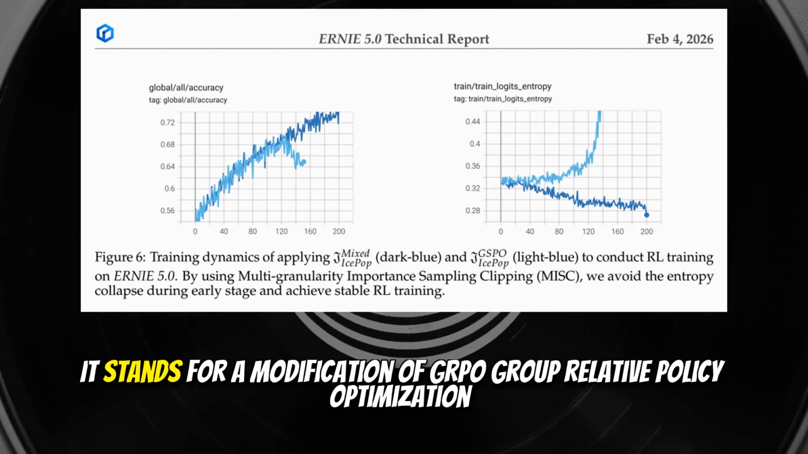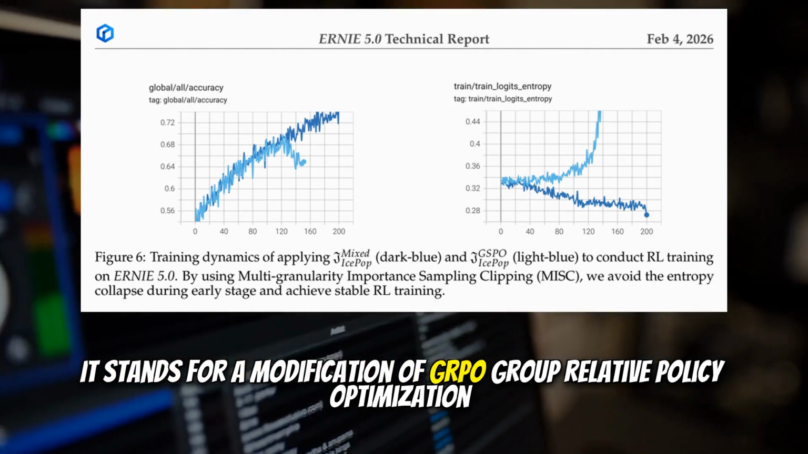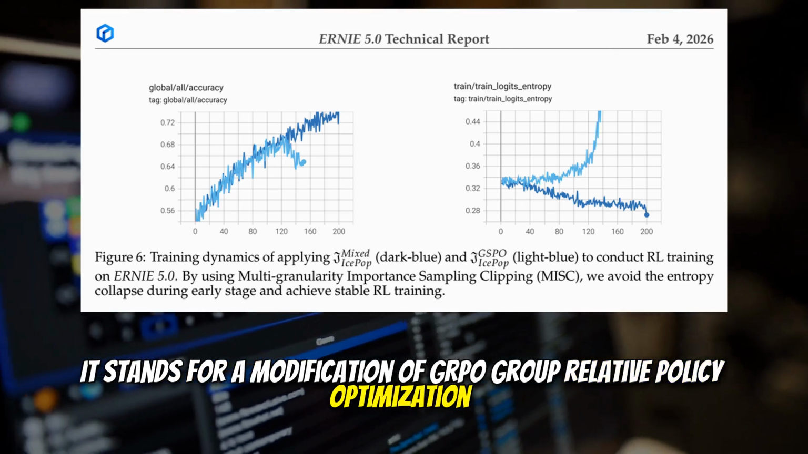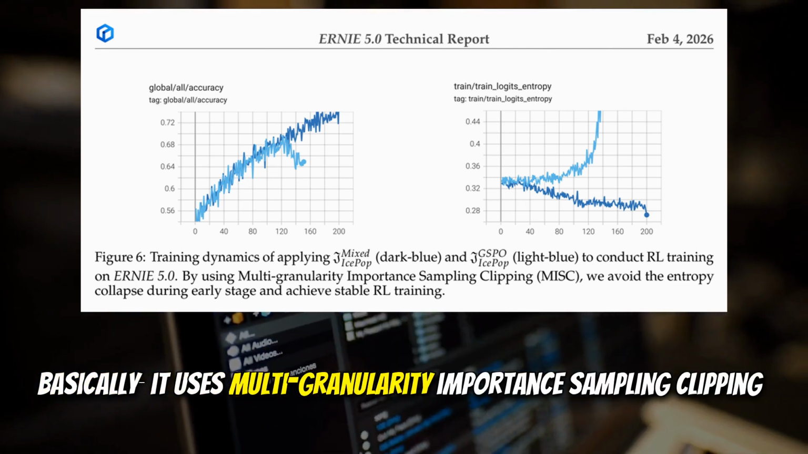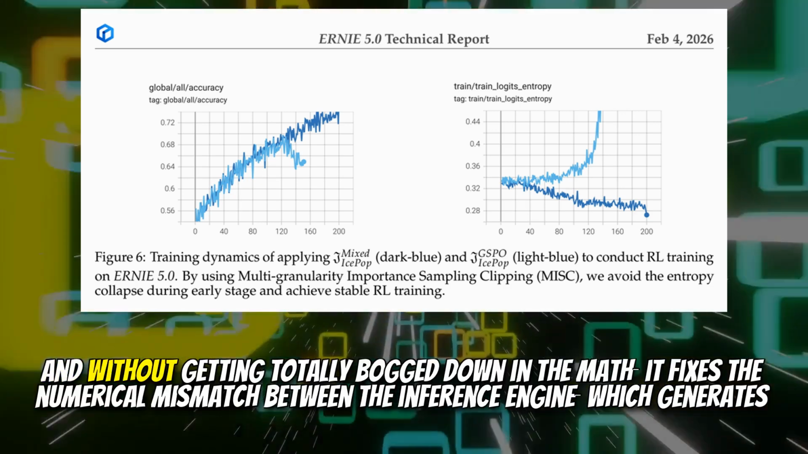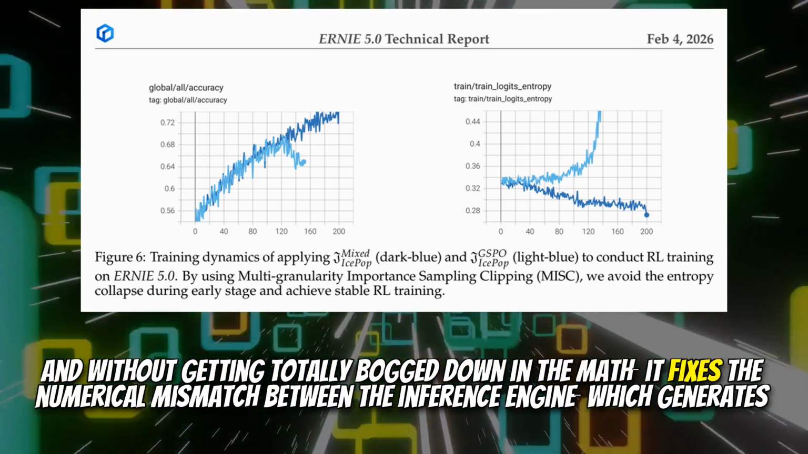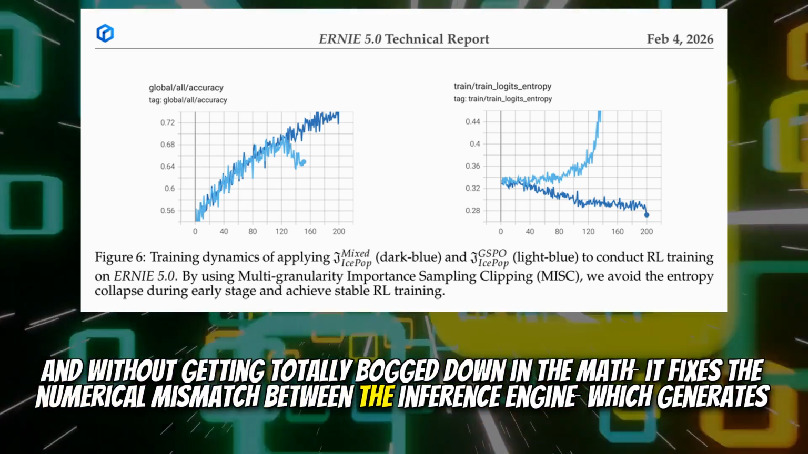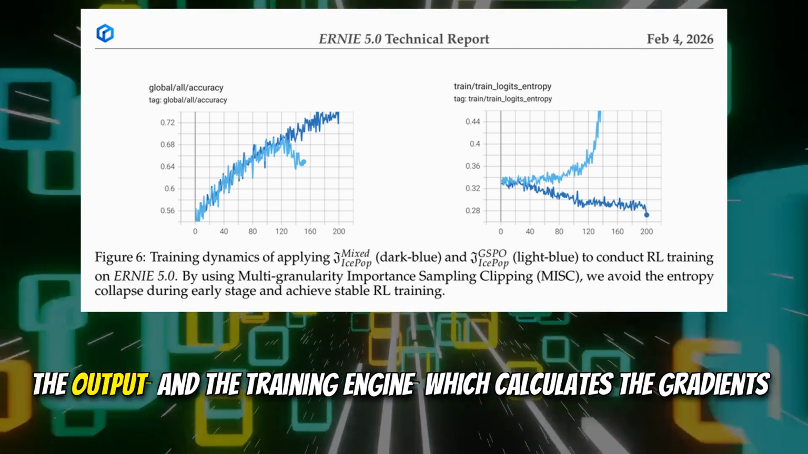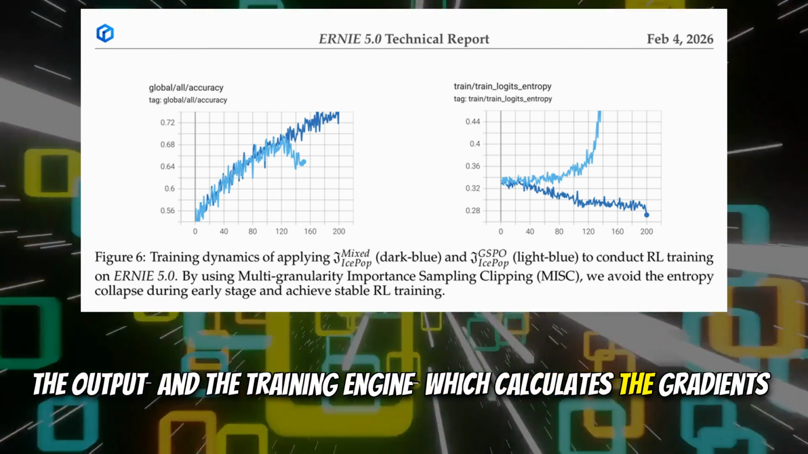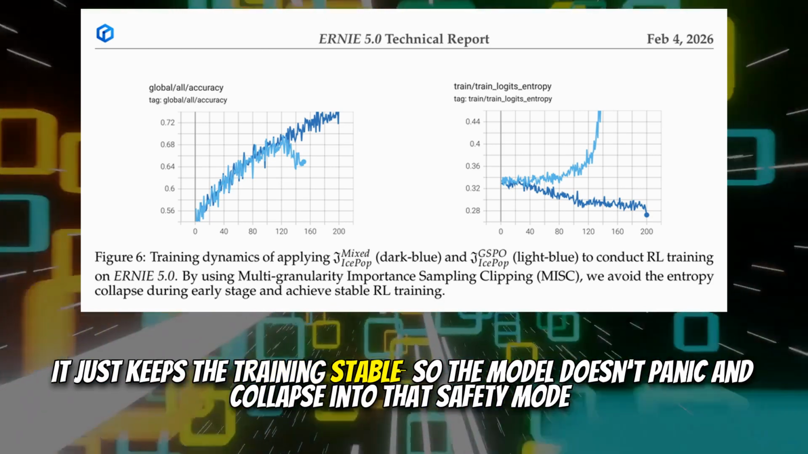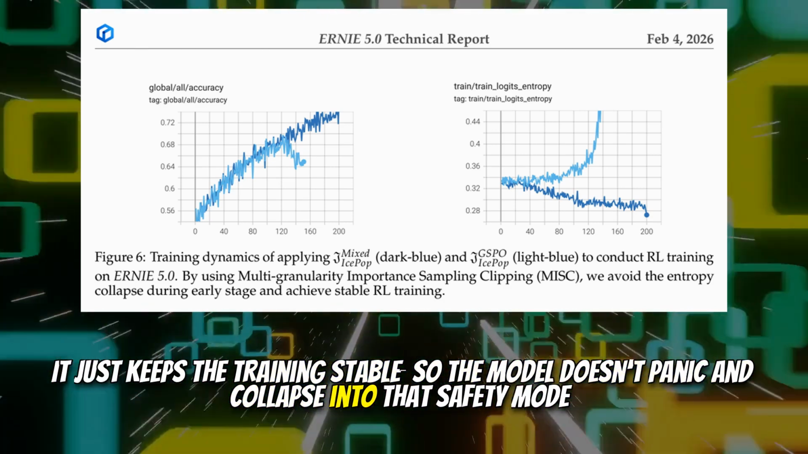Sadly, no. It stands for a modification of GRPO, group relative policy optimization. Basically, it uses multi-granularity importance sampling clipping. And without getting totally bogged down in the math, it fixes the numerical mismatch between the inference engine, which generates the output, and the training engine, which calculates the gradients. It just keeps the training stable so the model doesn't panic and collapse into that safety mode.